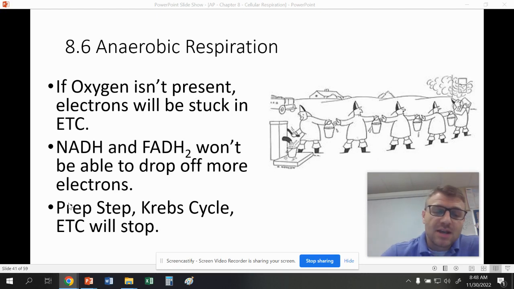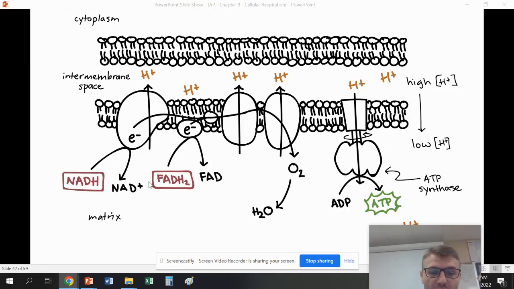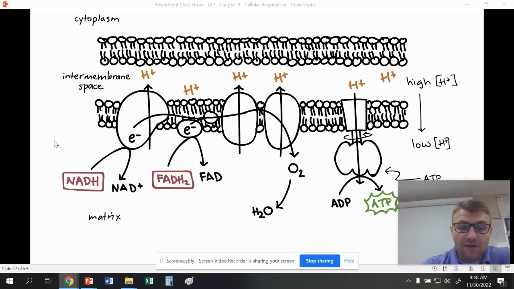So what's going to happen is the prep step, the Krebs cycle, and the electron transport chain will stop working. If you look here, again, this process is not going to work because oxygen is not present. These electrons are going to get backed up. NADHs and FADH2s won't be able to drop off their electrons. I like to relate this to taxis. Think about if the taxis can't drop off their passengers to wherever they're going. If all the taxis start filling up, no one's going to be able to get to where they're going because no taxi will be available because they will all be full.